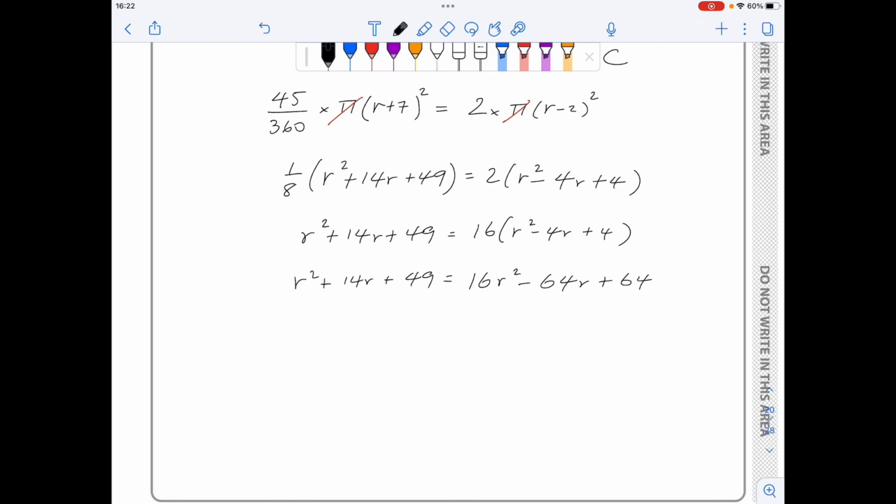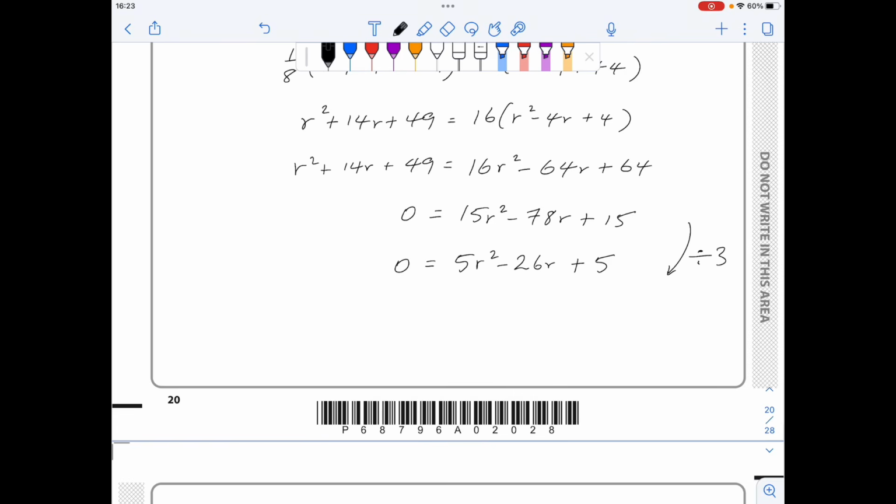I'll take everything to one side, to the right hand side. So I'll get 15r squared minus 78r plus 15. Now I'll divide by 3. So 0 equals 5r squared minus 26r plus 5. And then I will factorize: 0 equals 5r minus 1 times r minus 5, which means that r is equal to 1 over 5 or r equals 5.